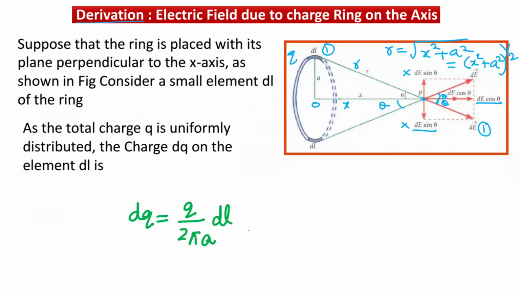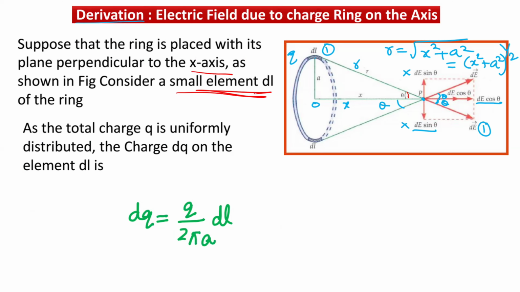Now how to derive this expression? So this is very easy, as you can analyze this diagram. As per Pythagoras theorem, you can find out this r, which is under root of x square plus a square, where x is the distance, theta is the angle, as you can see from this diagram, and a is nothing but the radius of this ring. Suppose that the ring is placed with its plane perpendicular to the x-axis, as shown in the figure.